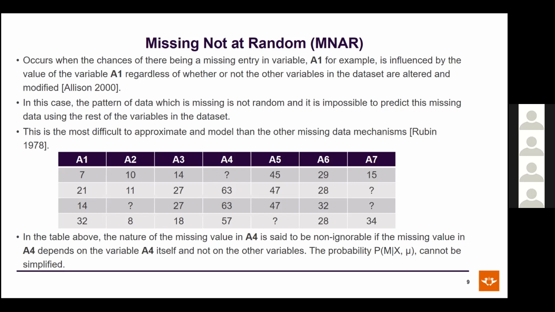So let's unpack that. It basically says if there's missing data in A1, which is monthly income, it is influenced by the value of the variable monthly income of A1 itself, regardless of what happens anywhere else. Whether we make changes in A2, A3, A4, A5, and so on, or not, they don't have an impact on the variable A1, or monthly income itself.